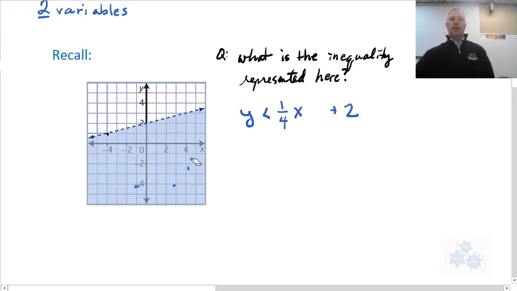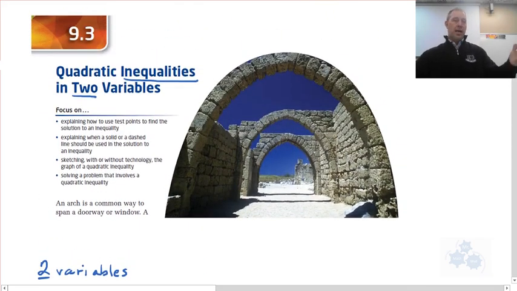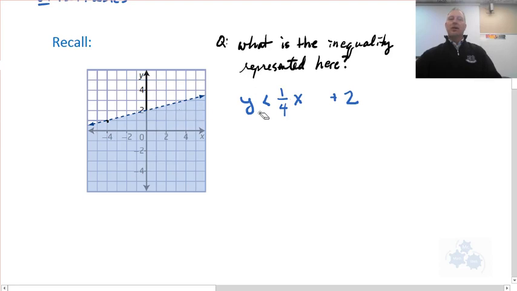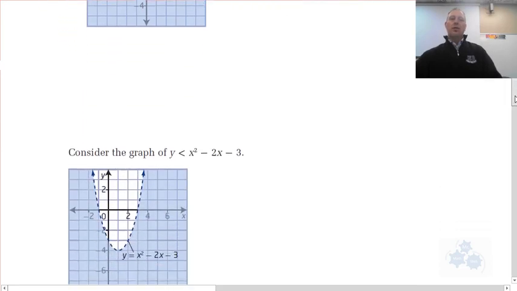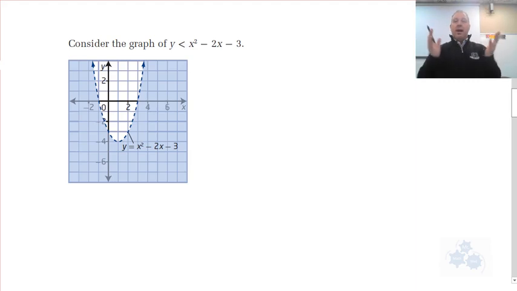Okay? Now that's going to serve us well, because what we're talking about here in this section, the final section of the textbook actually, it's exciting, isn't it, is quadratic inequalities. So think about this. This is a linear. Now a quadratic inequality looks like this right here. Okay? And all it is a parabola with either the outside of the parabola shaded or the inside shaded.